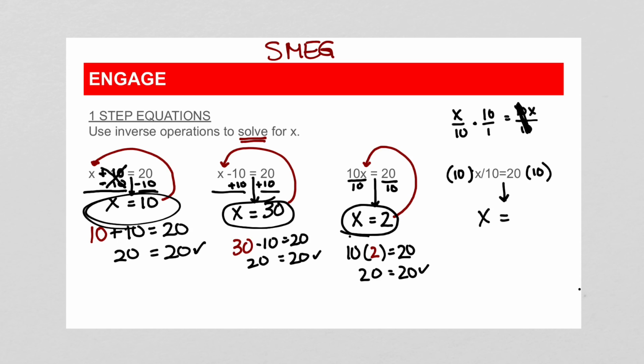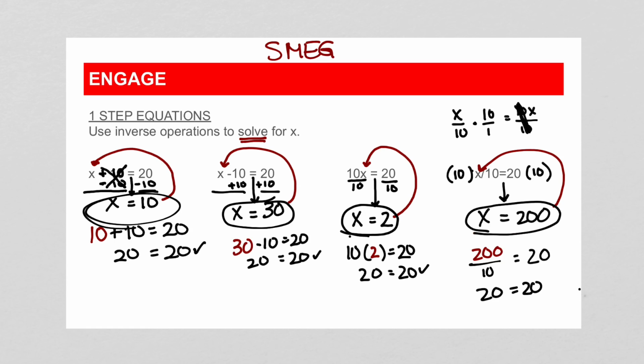How can we know for sure that we got the correct solution? I'm going to plug it in where the x is. So I'm going to say that 200, because that's what I think my x is, divided by 10 equals 20. Well, let's think about that. 200, 10 goes in there 20 times. 20 does indeed equal 20. I know that this is a correct solution.